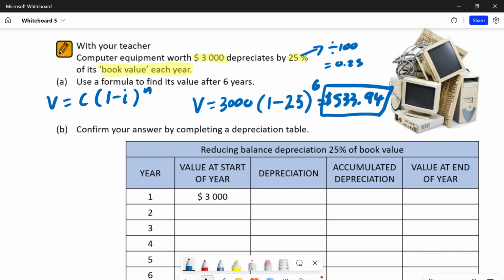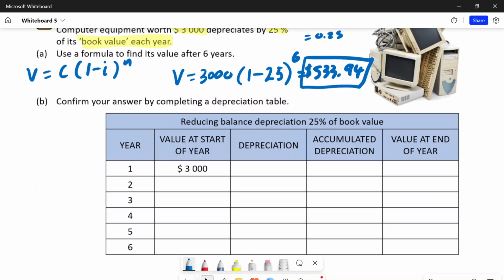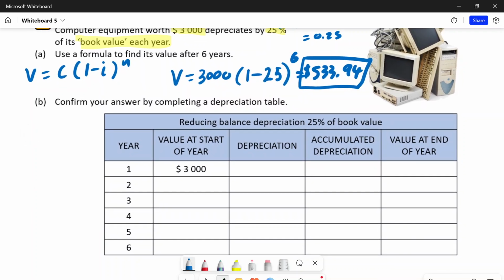Okay, now we're going to go ahead and complete a depreciation table. It'll allow us to check this answer as well, because we're going to go all the way up to 6 years. So I'll start you off and then I'll get you to pause the video and see if you can complete the table. It does take a little while, this table, but it's well worth doing because it'll give you a really good understanding and a feel for how reducing balance depreciation works.